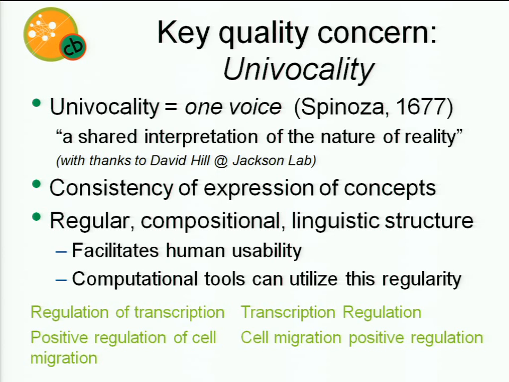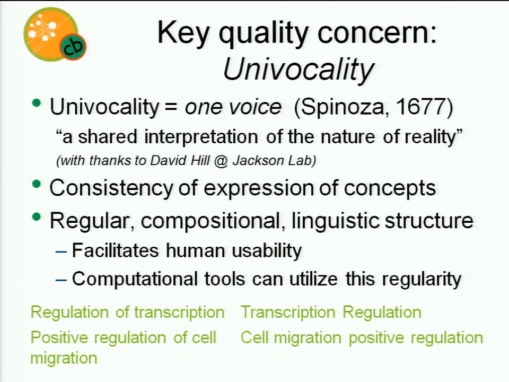And it turns out that the gene ontology is, in fact, highly regular in its expression in the terms. And this is a very good thing because it facilitates human usability. But I think more importantly, it allows computational tools to utilize the regularity of the structures. So for things like alignment that we heard about in the last talk, having a consistent form of expression of these terms means that it's easier to align things together.